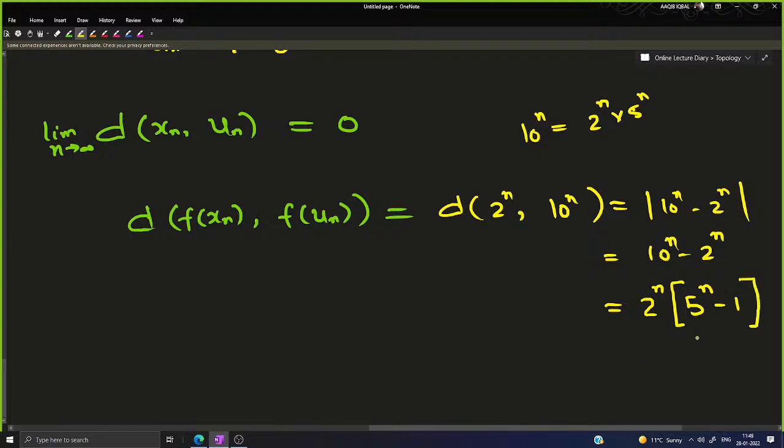अब मुझे बताइए इसको क्या होगा as n goes to infinity. As n goes to infinity, अगर आप इस क्वांटिटी को देखेंगे जो यहाँ स्क्वायर ब्रैकेट के अंदर आ रही है, it will go to infinity. इसके साथ जो factor है 2 power n, this also goes to infinity. So overall this goes to infinity as n goes to infinity.